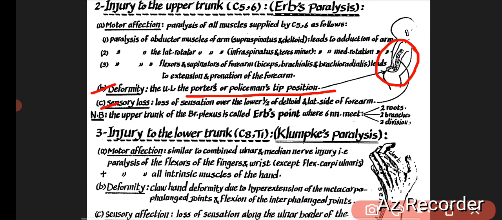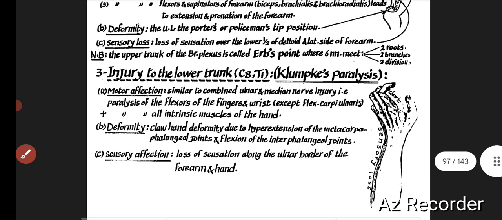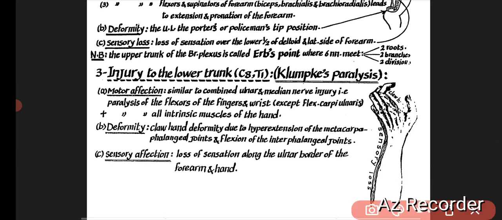Now the sensory loss: the loss of sensation over the lower one third of the deltoid and lateral side of the forearm. Now note that the upper trunk of the brachial plexus is called the Erb's point, which has six things: two roots, two branches, and two divisions. Okay. Now we'll come to the next part, which is the Klumpke's paralysis.